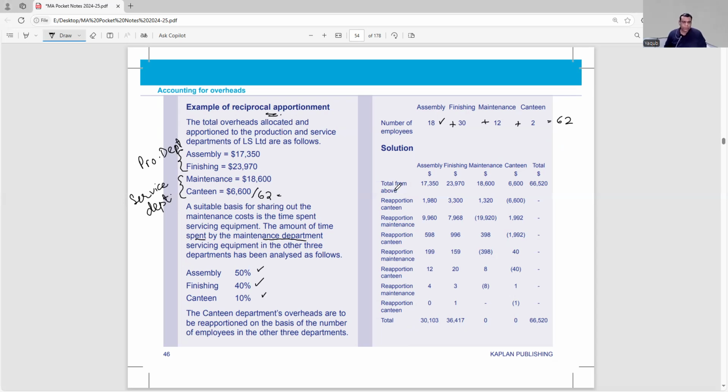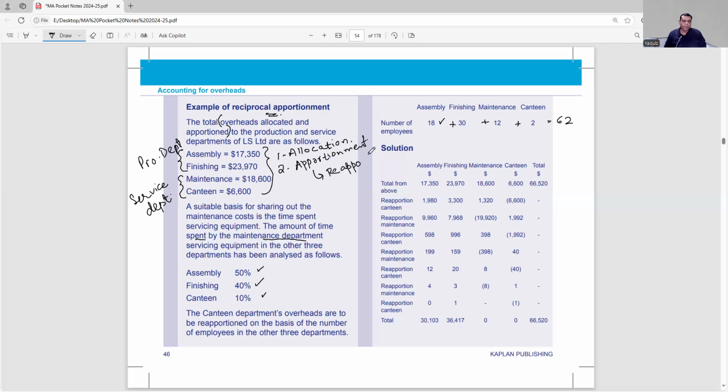Here we have the solution. We are starting from this amount: 17,350, 23,970, 18,600, and 6,600. We are performing the reciprocal reapportionment method. And these figures are called overheads allocated and apportioned. Overheads allocated and apportioned means step number one, allocation, which was only relevant with the identification of the overheads and apportionment basis. Step number two is apportionment to the production department and service department.